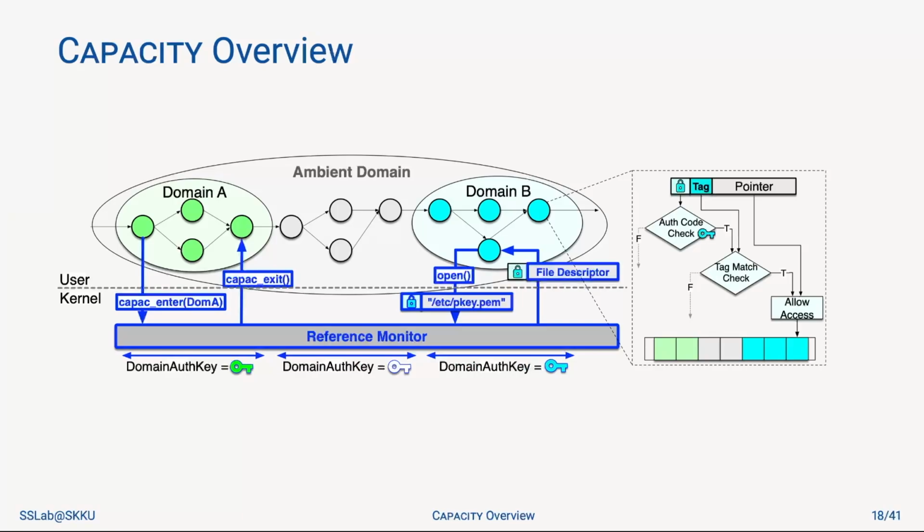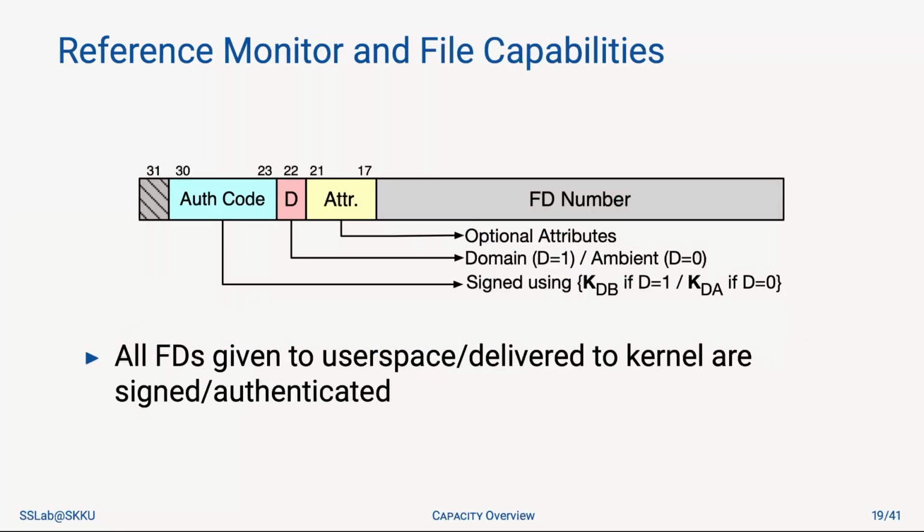We introduce an in-kernel reference monitor to perform domain authentication and key switching. It also enforces access control on file-related resources, such as the file path and file descriptor. Especially, it makes sure file descriptor references that are given to the user space through system calls, and those that are passed to the kernel in system calls, are signed and authenticated.